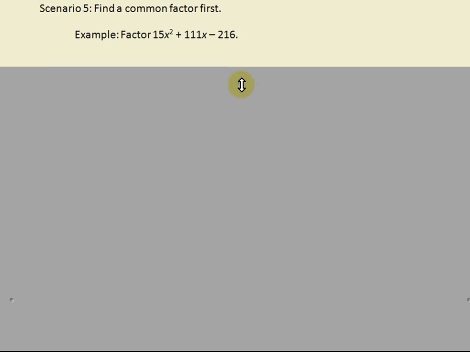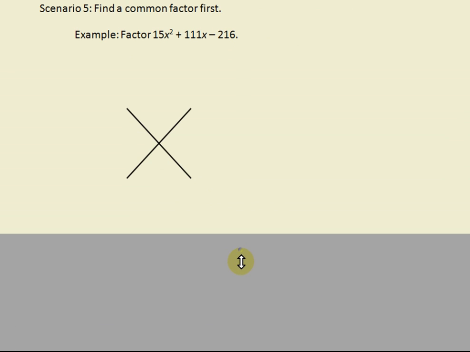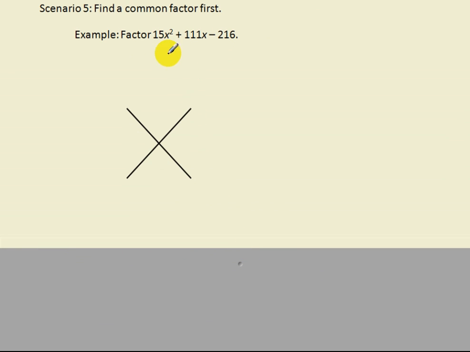Okay, number 5. Sometimes you'll find that you can factor out some number or term first. So we really don't like maybe working with numbers like 111 and 216, not so pleasant. But you might spot that 3 goes into all three of those numbers. So we can factor out a 3.